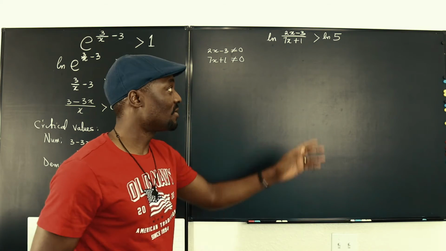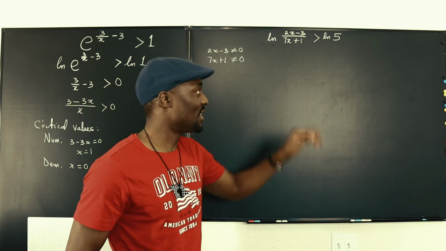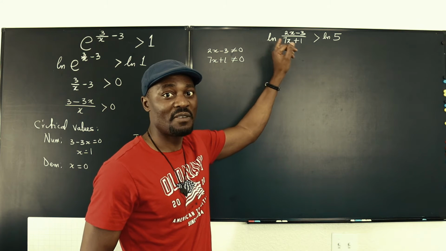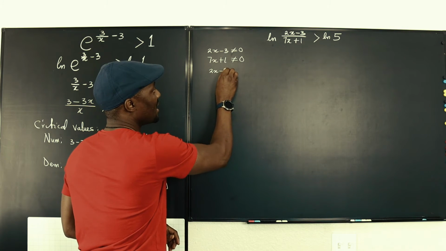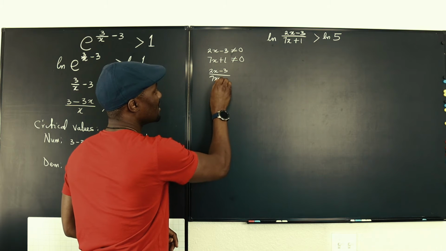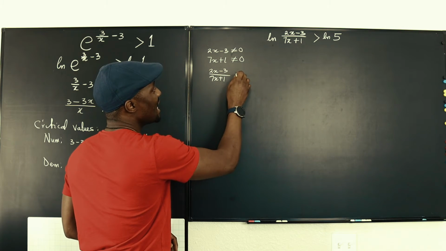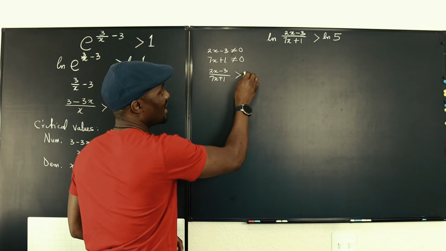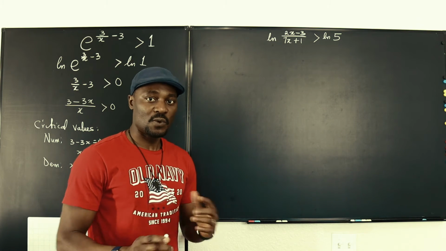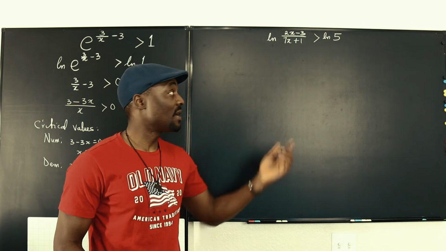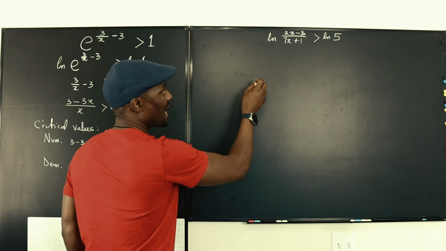And the third condition for this is the combined expression cannot be negative because there's no natural log of a negative number. So the third condition is 2x minus 3 over 7x plus 1 cannot be negative, which means it must be greater than 0. So when you want to look for the domain of any function, especially a rational function, just look for the critical values. So let's quickly take the critical values of this.